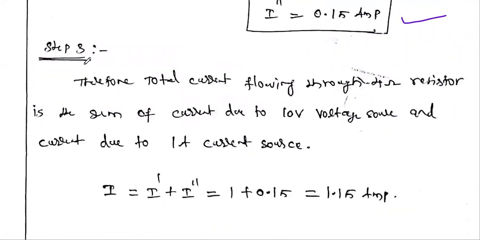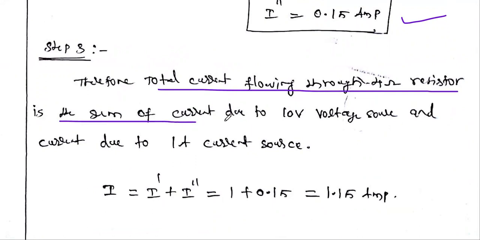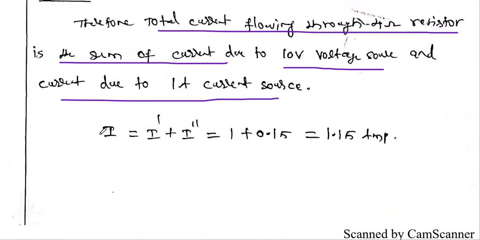So you see, step number 3: the total current flowing through the 4 ohm resistor is the sum of the current due to the 10 volt voltage source and due to the 1 amp current source. So the total current I equals I dash plus I double dash. So 1 plus 0.5, so 1.15 is the answer. This is the actual current flowing through the 4 ohm resistor. So this is the superposition theorem.